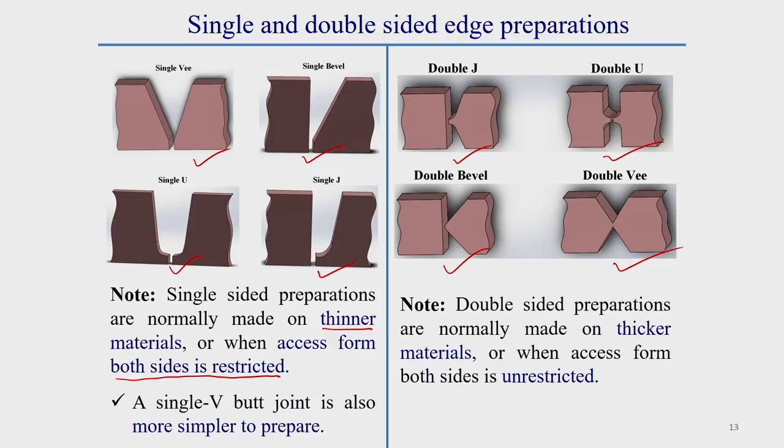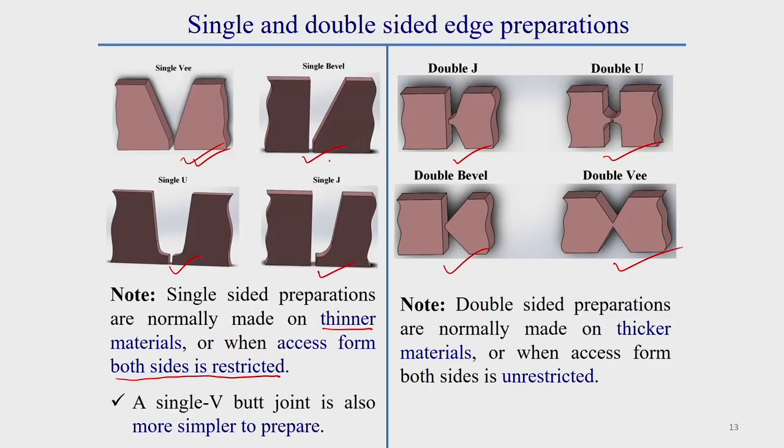A single V bar joint or a square joint is simpler to prepare for single type of SP preparation. The U and J groove are a little bit complicated compared to the single U or single V or single bevel groove SP preparation. Here, the single V bar joint and the square SP preparation bar joint are simpler to prepare compared to J or U groove SP preparation.